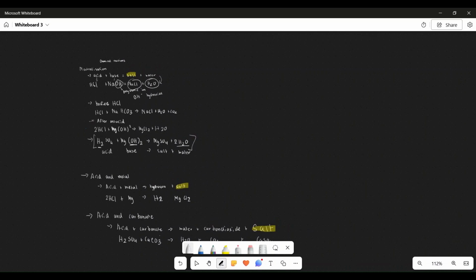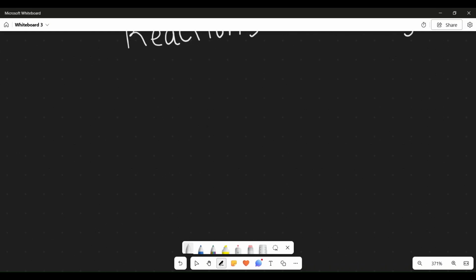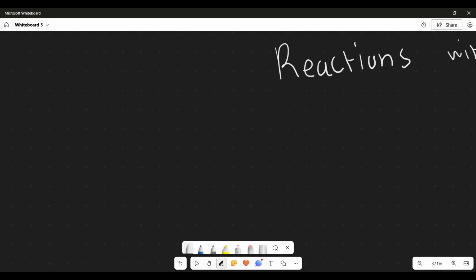Now let's move on to the things that react with oxygen. So the first one, we are going to do a combustion reaction. It's just like how it sounds. Basically, it will react with oxygen to produce carbon dioxide and water, and it pretty much explodes. This is also a redox reaction.